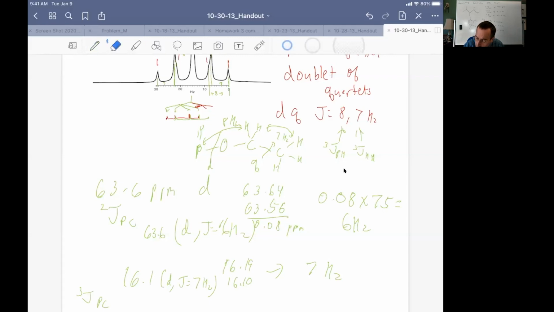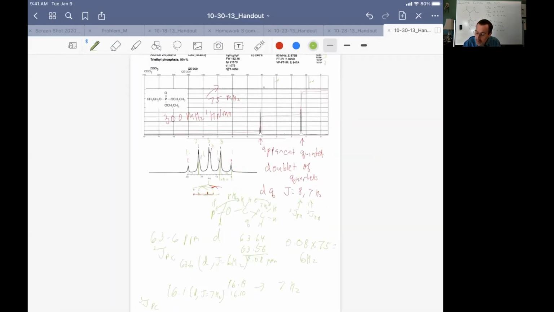Normally, you would report your coupling constants to the nearest 1/10 of a hertz if you can, but you'll notice here, because my peak printouts aren't more precise, I can't get more than one significant figure. And honestly, that's probably pretty reasonable for a C13 NMR spectrum. So that's an example of phosphorus carbon coupling and phosphorus hydrogen coupling in a very typical ordinary compound.